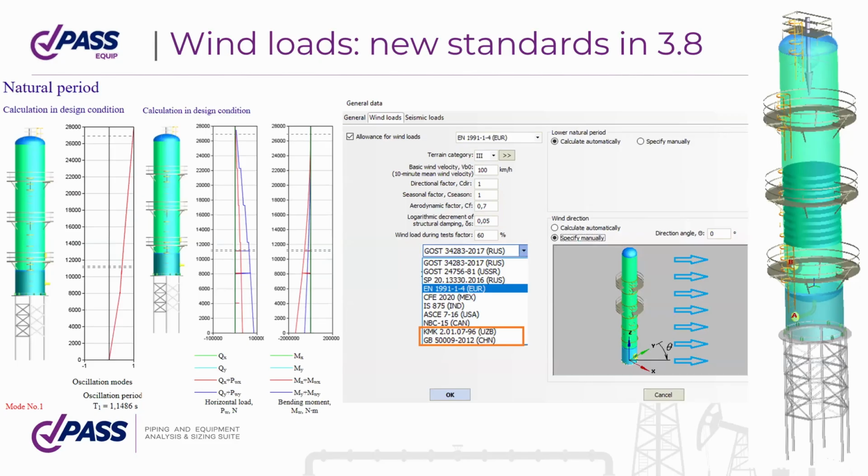So for wind loads, we have a list of different national and international codes, including US, Canada, Mexico, India, Russia, and in this version we added China and Uzbekistan. Because our partners and our customers asked us, so this is our principle, how we're working. You ask us for some improvements, and we do it. So if you want something, please put it in the questions and answers.